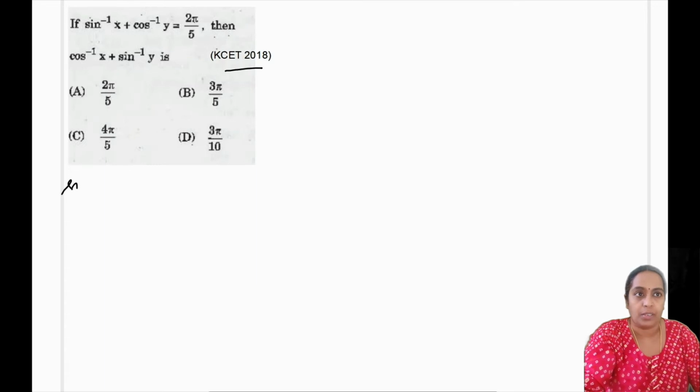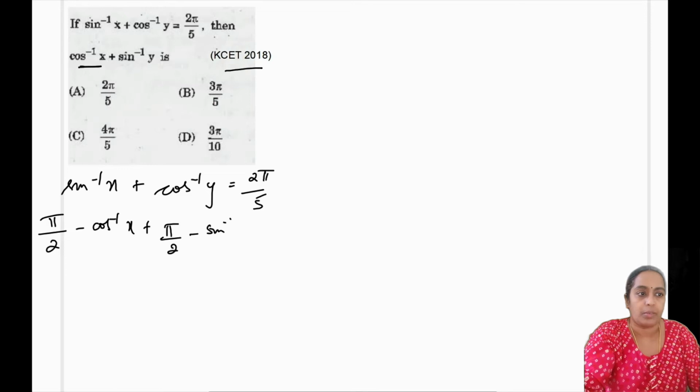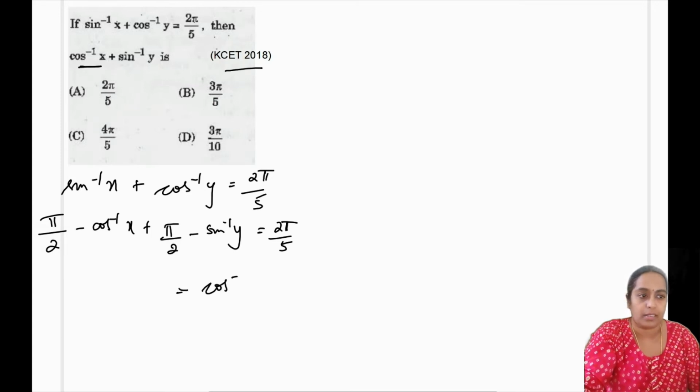So sine inverse x plus cos inverse y is 2 pi by 5. So sine inverse x, but the question asked is cos inverse x. So sine inverse x will be pi by 2 minus cos inverse x. Cos inverse y is going to be pi by 2 minus sine inverse y. So this is equal to 2 pi by 5. So take the minus cos inverse x and minus sine inverse y to the right hand side. It becomes plus cos inverse x.